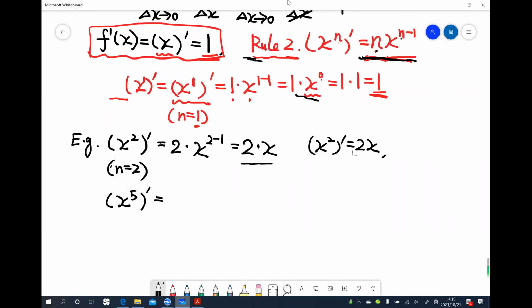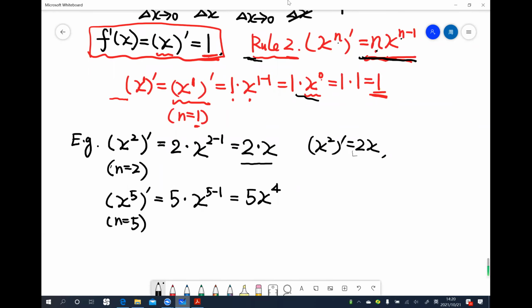So here we use the power rule. That is n equals to 5 now, right? So x power 5 prime equals to 5 times x power 5 minus 1, so that equals to 5x power 4. Can you understand, guys? Yes, Laushi.